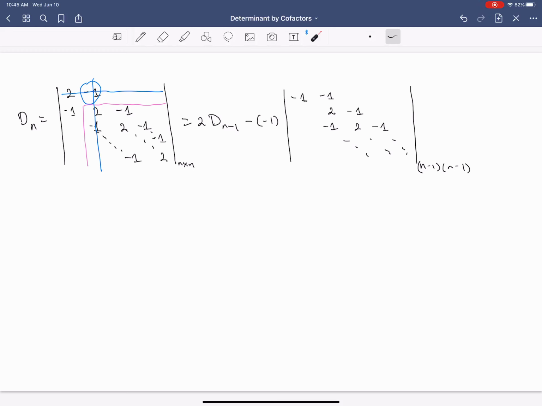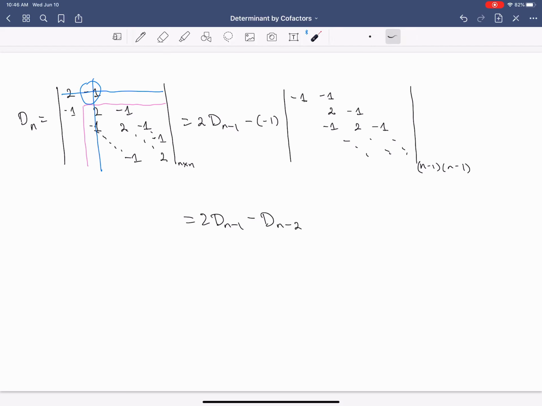You can make the same conclusion using pivots. So this would be the first pivot, and all the other pivots will be present in this submatrix over here of size n minus 2 by n minus 2. And that matrix has exactly the same pattern as a dn, except it's smaller. So again, we come to this 2dn minus 1 minus, the reason for the minus is that I have minus times minus, which is +1, and that minus comes out. So I have minus dn minus 2.